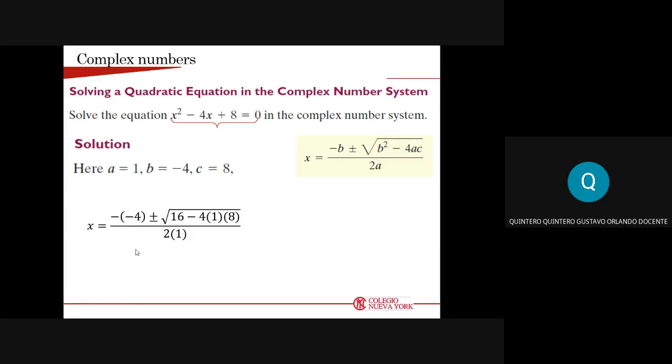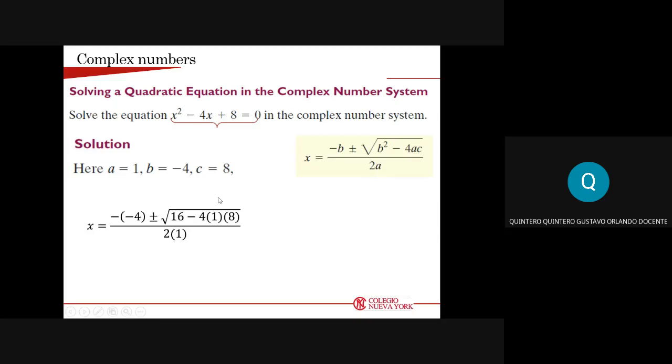From here, we have the square root of b squared. We know that b is negative 4, so negative 4 squared is 16. Minus 4 times a times c. AC. 1, 8. A, C. Look at that. All we have to do was replace. Down in the denominator, we have 2 times a, so 2 times 1.